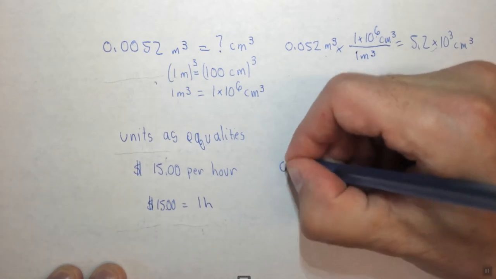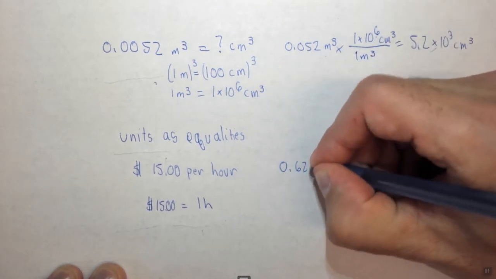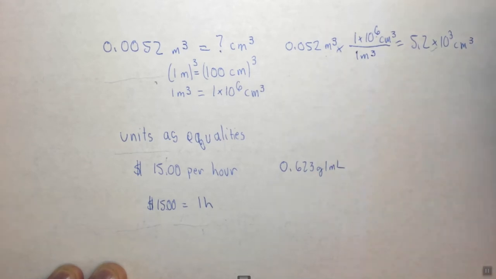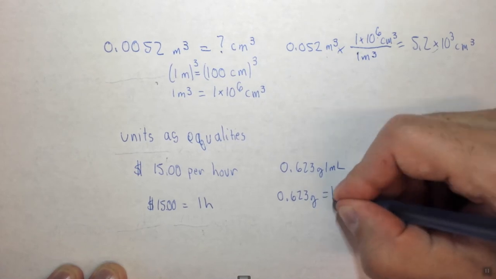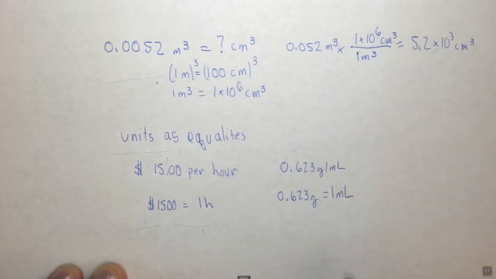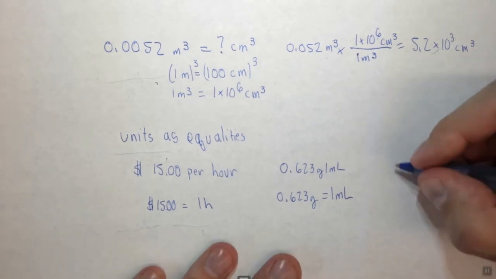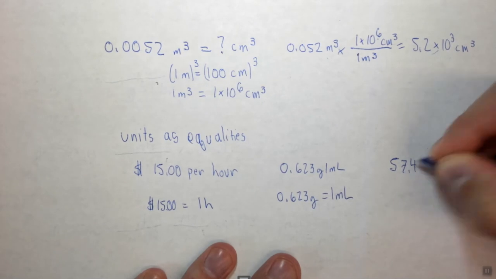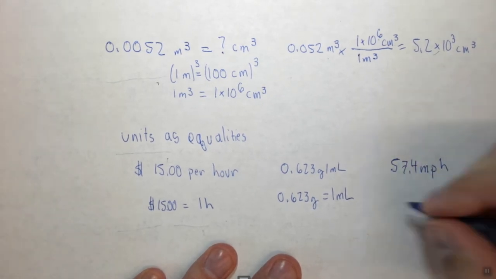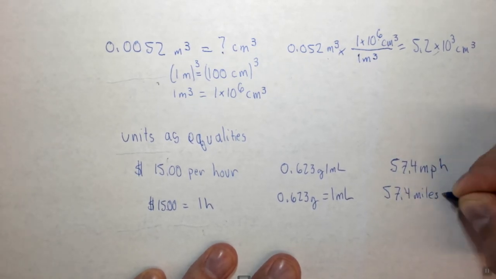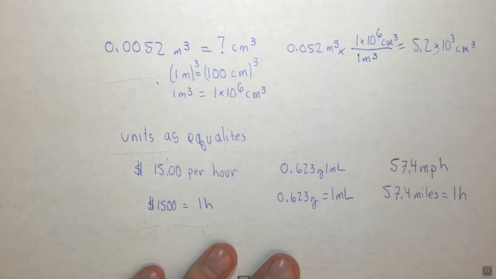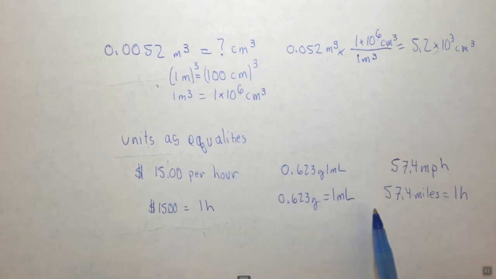What about density? Let's say something has a density of 0.623 grams per milliliter. This means that 0.623 grams of this substance equals 1 milliliter of this substance. So again, a compound unit that we change into an equality. Another one, let's say that someone is traveling at 57.4 miles per hour. This means that they will move 57.4 miles, and that will take them exactly 1 hour. So if something's per something else, it means it's per 1 of that something else.